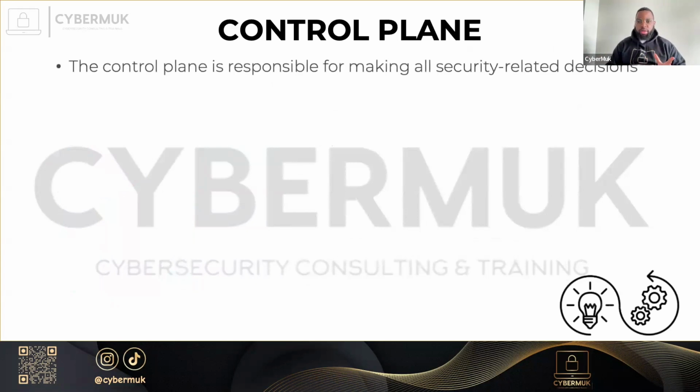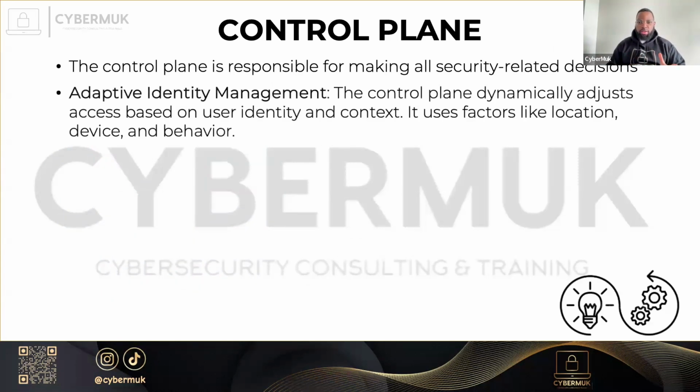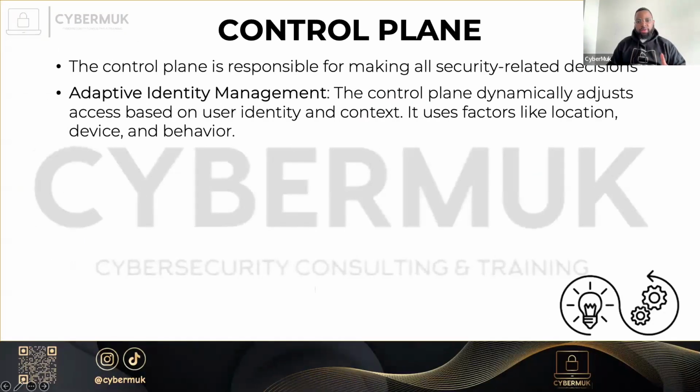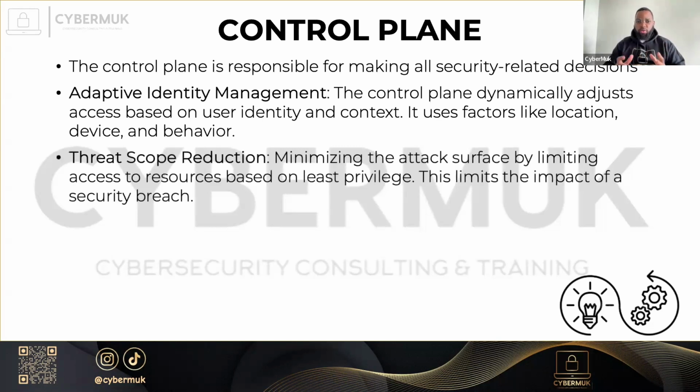So first you have the control plane. The control plane is responsible for making security-related decisions. For example, here you have adaptive identity management. I think it's the first one right here. Adaptive identity management. So what is this? This is the control plane dynamically adjusting access based on the user identity and context. So it uses factors like where the device is based, which type of device it is. Remember with the NAC, the behavior.